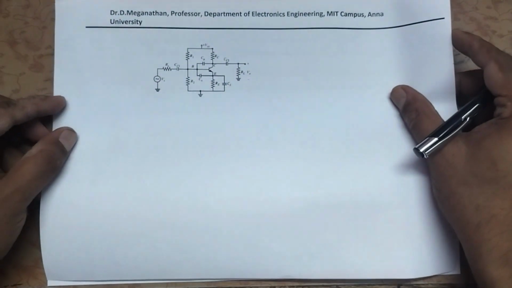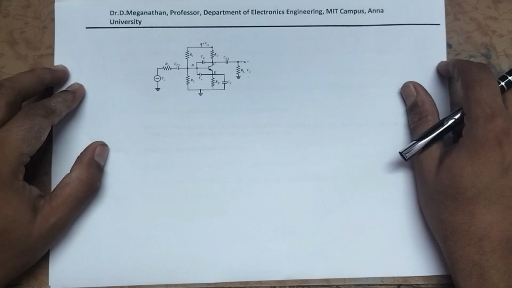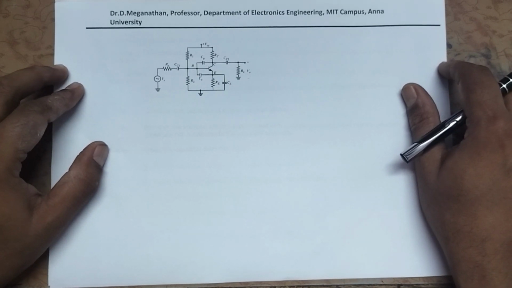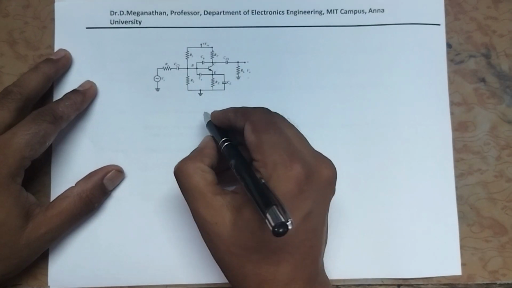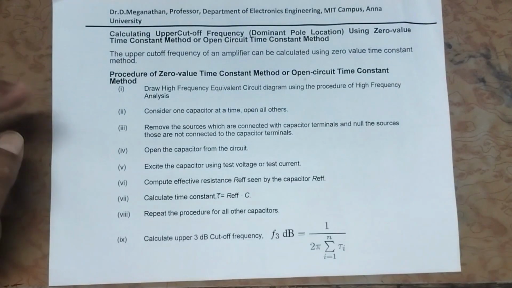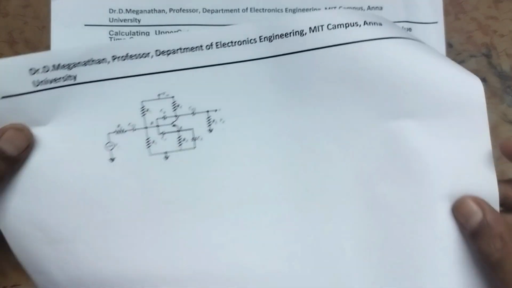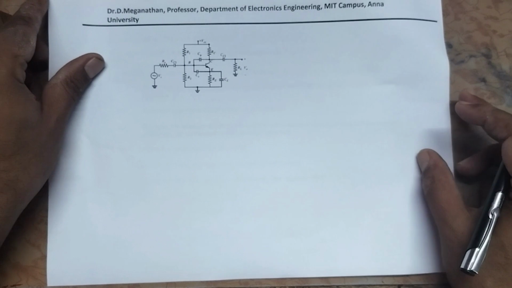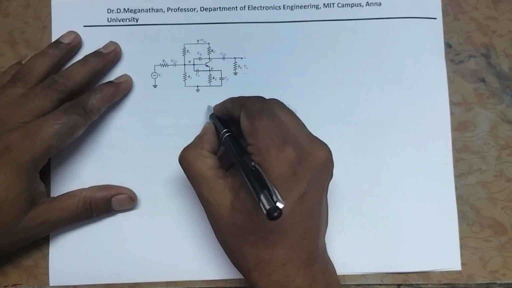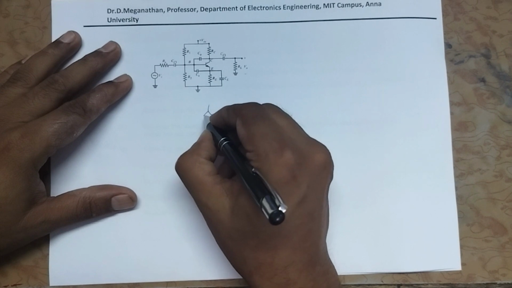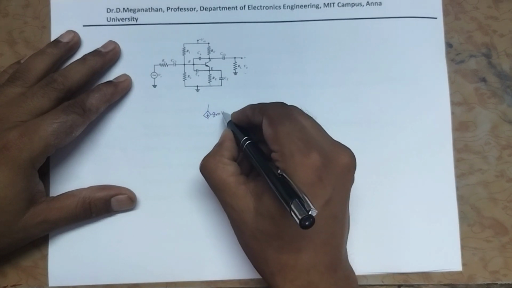This is a simple common emitter amplifier circuit. For this circuit, we are going to find the upper cutoff frequency. As per step number 1, we have to draw the high frequency equivalent circuit diagram. So now we will draw it. The high frequency equivalent circuit diagram is a combination of the high frequency model of a device and its biasing elements.